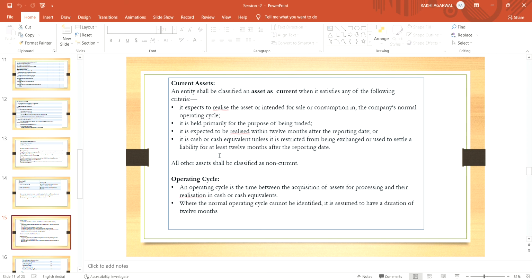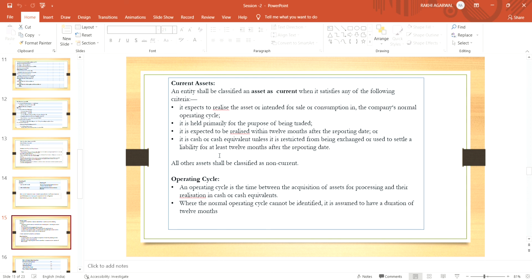If the asset is held primarily for the purpose of trading, then it is current. If it is expected to be realized within 12 months, then it is current. And if it is cash or cash equivalent, unless it is restricted from being exchanged or used to settle a liability for at least 12 months after the reporting date, then it is current. All the other assets other than above shall be non-current.